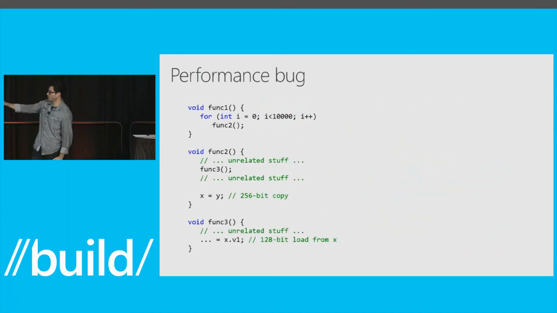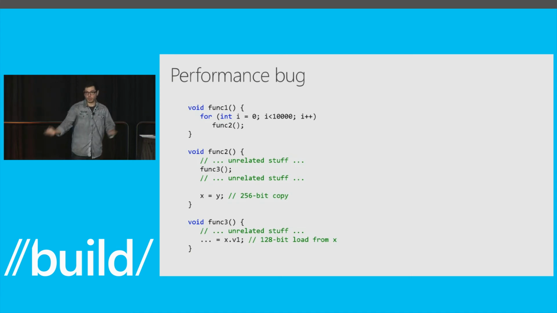This is the more complete example. This is the code that has everything you need to know to find out what's really going wrong here. So we've got really 3 functions. There's func1, there's func2, and there's func3. All func1 does is, in a tight loop, call func2, which does some stuff, calls func3. Func3 does some stuff and does a 128-bit load, and then yada, yada, yada.